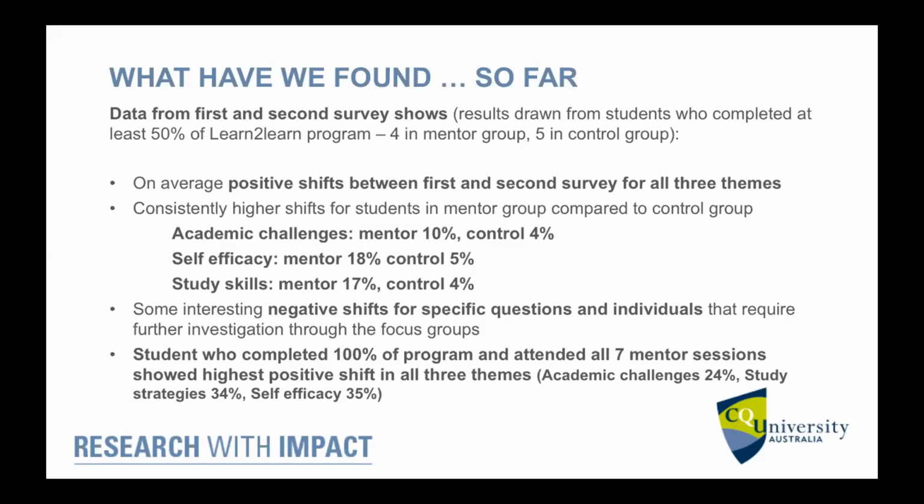From this initial data, there was an obvious positive shift between the statements in the first survey and the statements at the end of the survey. What was interesting for our study is that there was a consistently higher shift for those students who had been part of the mentor group compared to the control group. So when I'm talking about that positive shift, they are now rating themselves higher on that scale of 0 to 10 in a positive fashion. So for academic challenges, you can see there the mentor group on average went up 10%, for self-efficacy 18%, and for study skills 17%, compared to the 4, 5 and 4% that the control group went up.